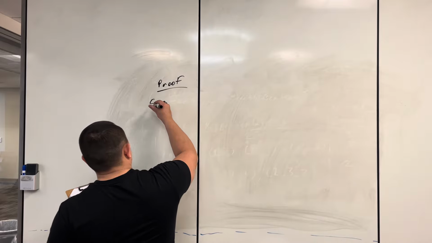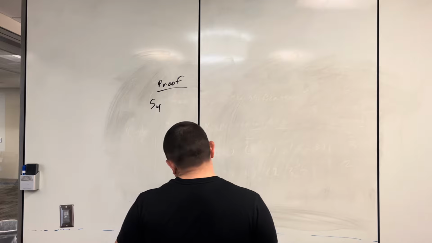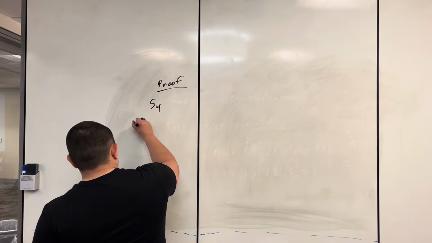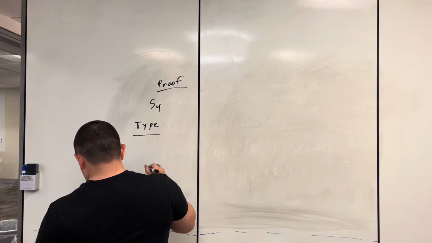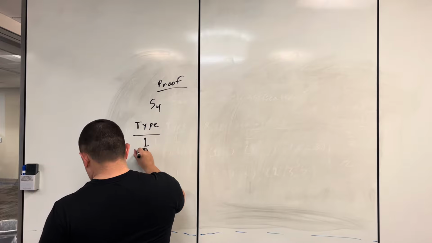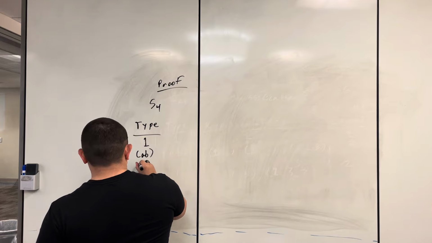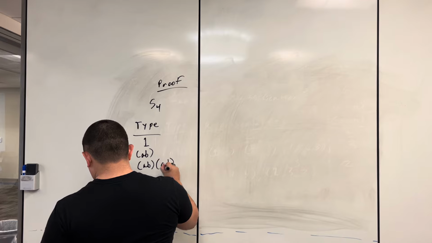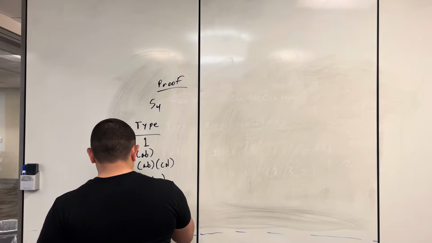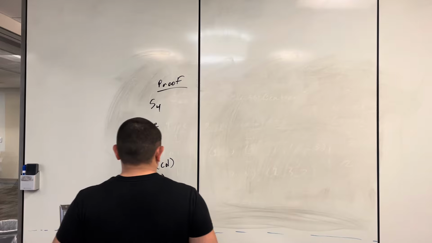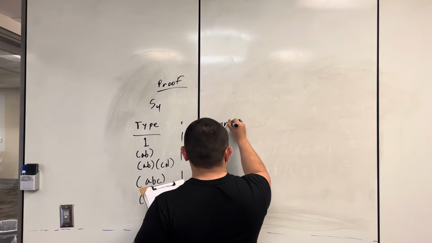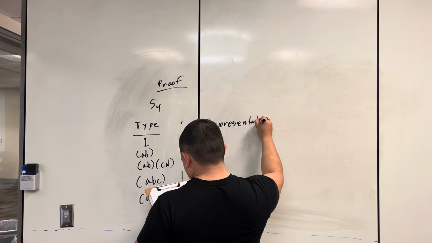Now for part B, we're looking at the symmetric group with 4, so S sub 4. We just do the same sort of thing. We have these different types: 1, (AB), (AB)(CD), (ABC), (ABCD). And then what would be the representatives of this? You get the same sort of thing.